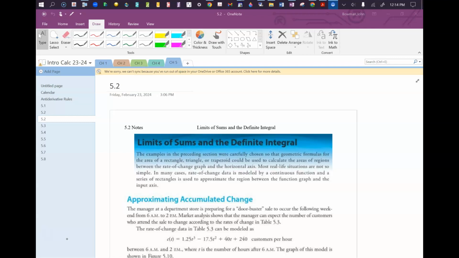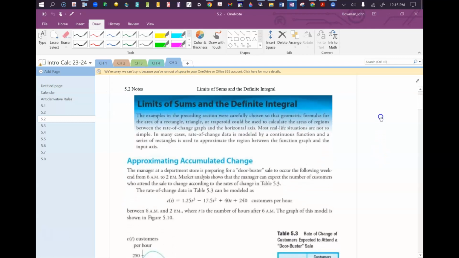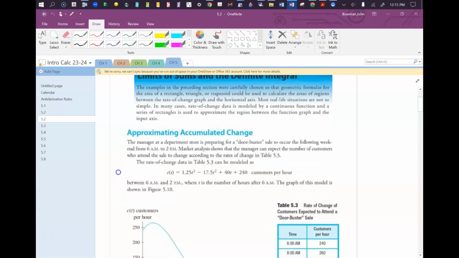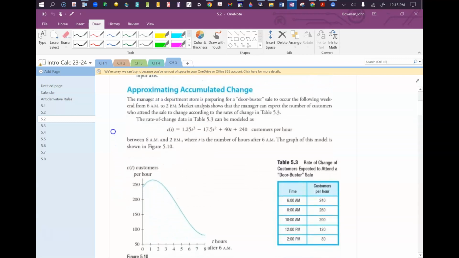What we're going to do now is move closer to this idea of how we evaluate integrals. In the examples in the previous section, they were chosen so that we could use geometric formulas like the area for a rectangle, the area for a triangle, a trapezoid, etc. Most of the time, we do not have situations like that.